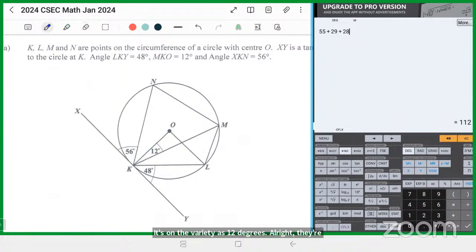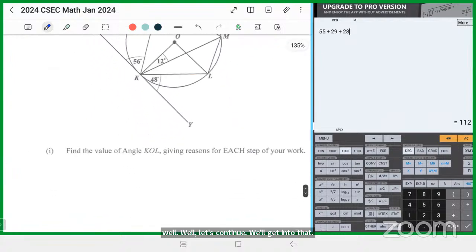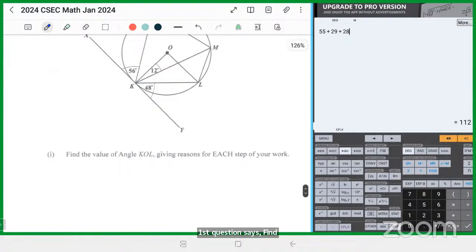And then angle XKN is 56 degrees. That again is an angle between a tangent and a chord. That's 56 degrees. So again, this angle is going to automatically be 56 as well. But let's continue. We'll get into that. First question says, find the value of angle KOL, giving reasons for each step in the answer. That's this angle inside here.